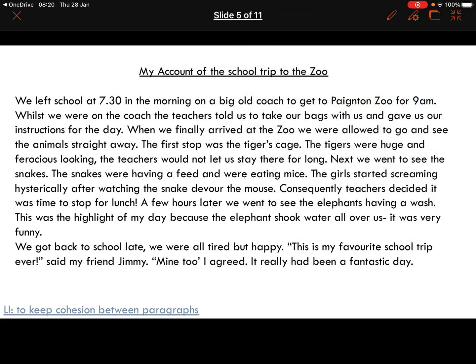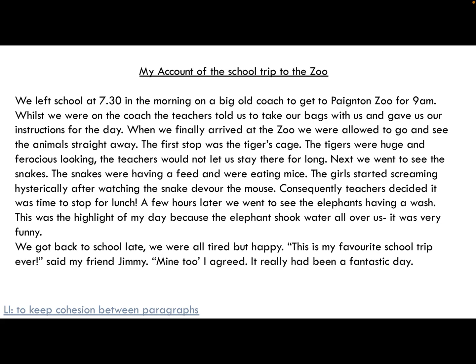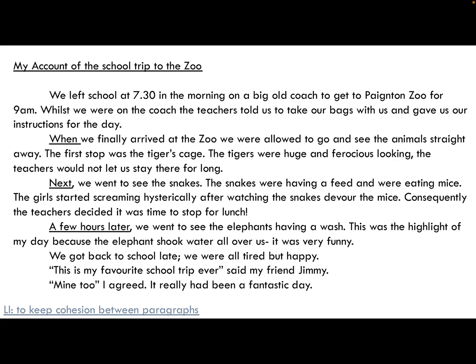I mean, there isn't a paragraph there. Where would you put the paragraph? So remember, we're thinking about when the time changes, when the person changes, when the topic changes, and when the place changes. And you may get a clue with some of the openers. So we're looking for things like when, next, they indicate time. So let's have a look. You've had a go at that. Let's have a look at some of the answers.